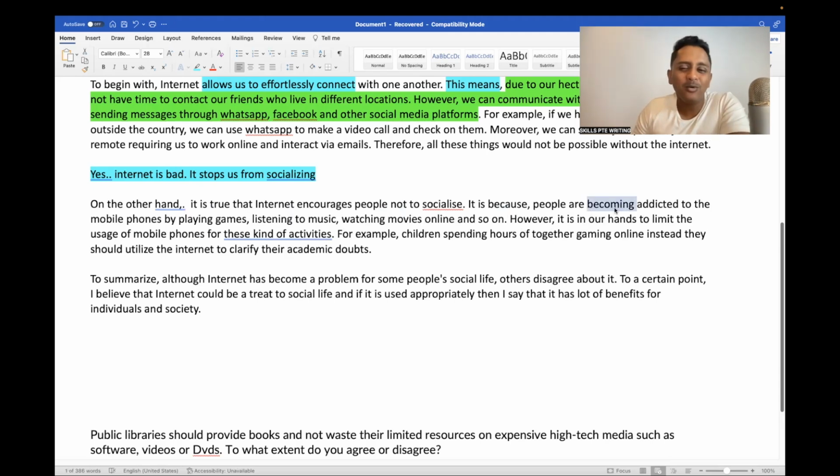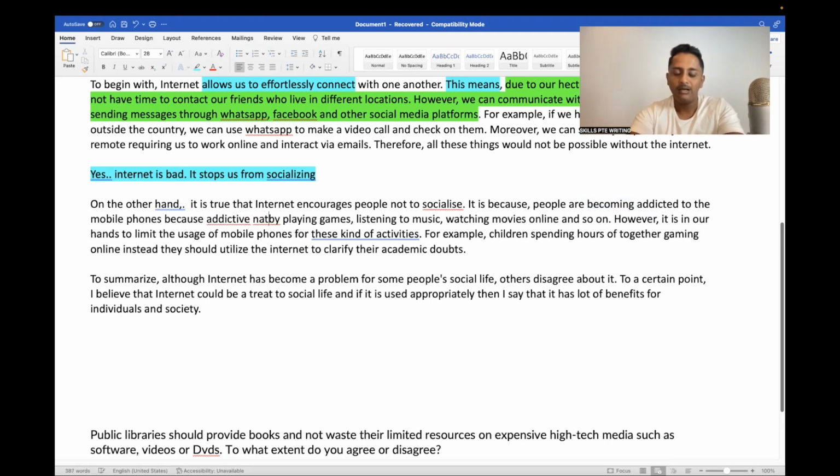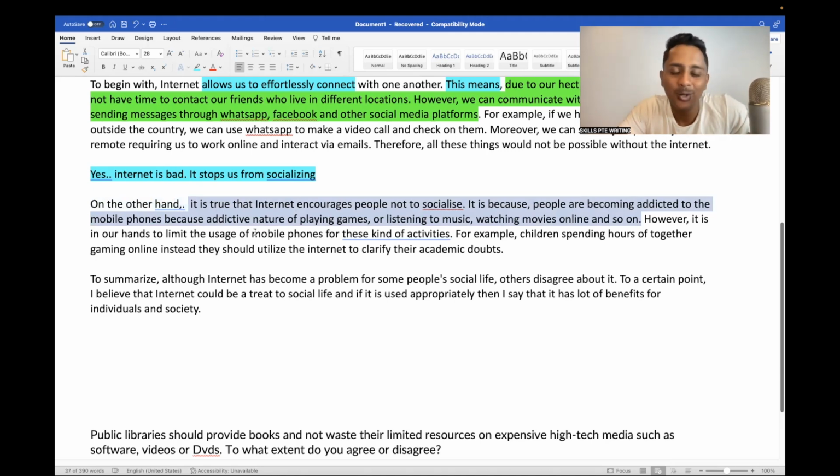But I suggest people don't use a lot of continuous tenses. When it's a fact, put it in the present tense. People are addicted. It's a present tense. People become addicted. Correct? People are becoming addicted to the mobile phones by playing games because of addictive nature of games, or listening to music, watching movies online, and so on. This is fine. Now she has to give an example. How this has stopped people to socialize.